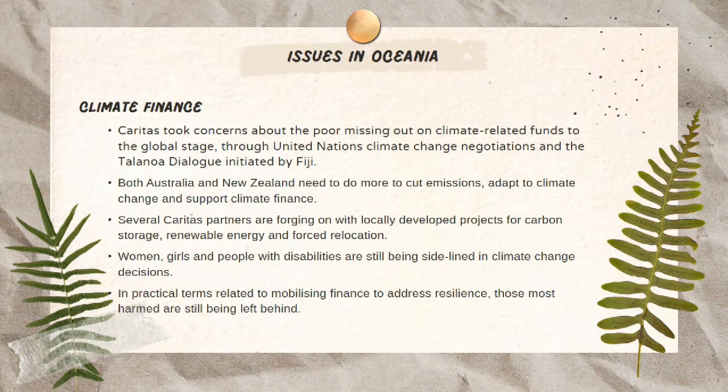Last is climate finance. Caritas took concern about the poor missing out on climate-related funds to the global stage. Through United Nations climate change negotiations and the Talanoa Dialogue, initiated by Fiji, both Australia and New Zealand need to do more to cut emissions, adapt to climate change, and support climate finance. Several Caritas partners are forging on with locally developed projects for carbon storage, renewable energy, and forced relocation.